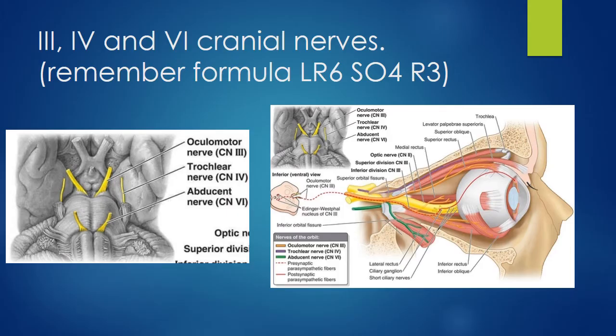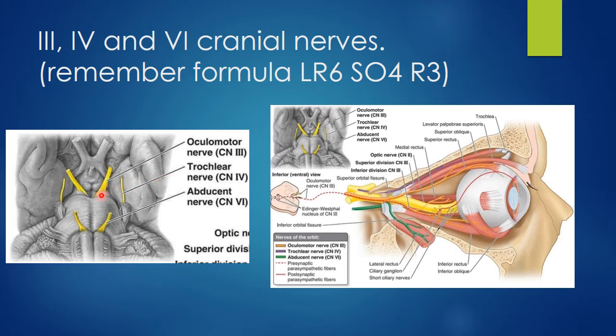Now nerve supply of the extraocular muscles, इसके लिए ये formula याद रखें, LR6 SO4 R3. LR6: LR for lateral rectus and 6 is for the abducent nerve; SO for the superior oblique and 4 is the trochlear nerve. R is for the rest, meaning the rest of the muscles are supplied by the third cranial nerve. So LR6 SO4 R3. I have already discussed the third, fourth and sixth cranial nerves in my video lecture, and you can see the nerves in the diagrams.